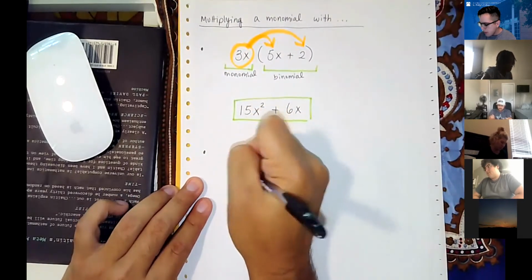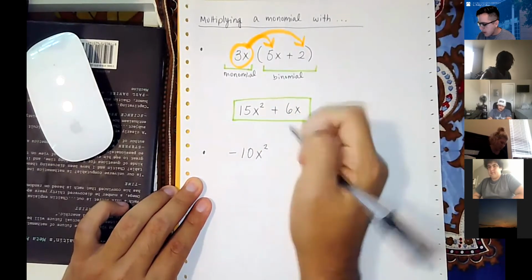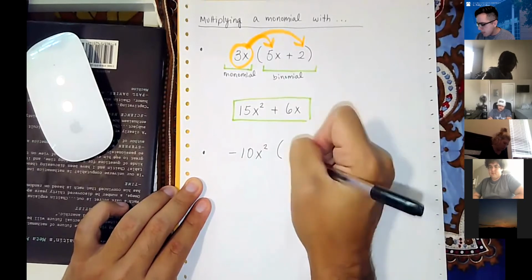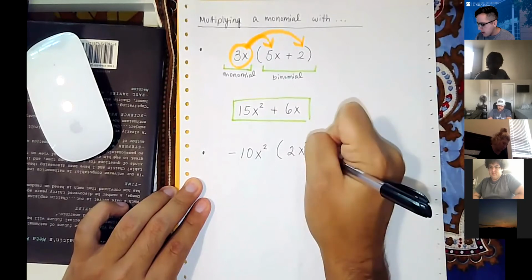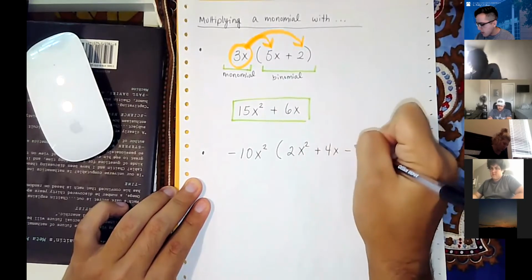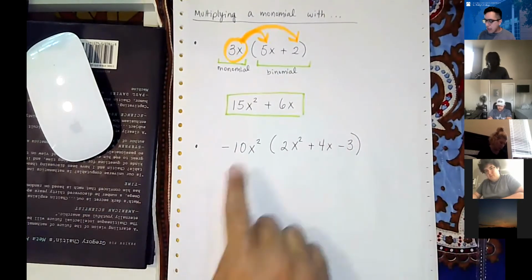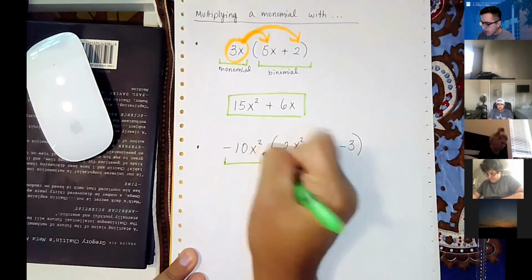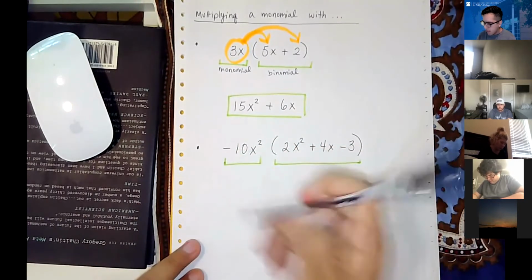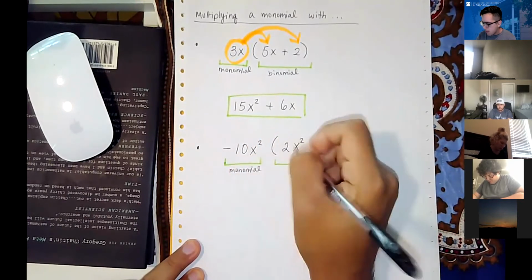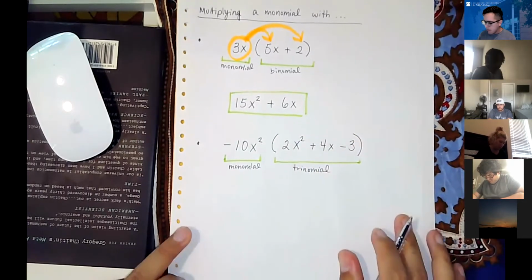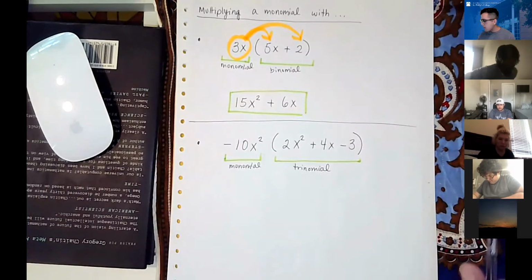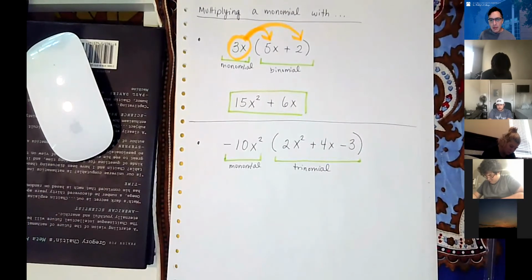Okay. Negative 10x squared times 2x squared plus 4x minus 3. Okay, so now I have a monomial that's being multiplied by a trinomial. What should the result of this multiplication be? Anybody want to venture a guess?